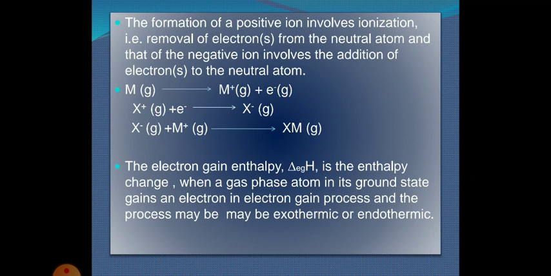If we combine the negative and the positive ion, we get the formation of a neutral molecule. The electron gain enthalpy, that is delta Heg, is the enthalpy change when a gas phase atom in its ground state gains an electron, and the process may be exothermic or endothermic. So during this process sometimes energy is lost and sometimes energy is required to complete the reaction.